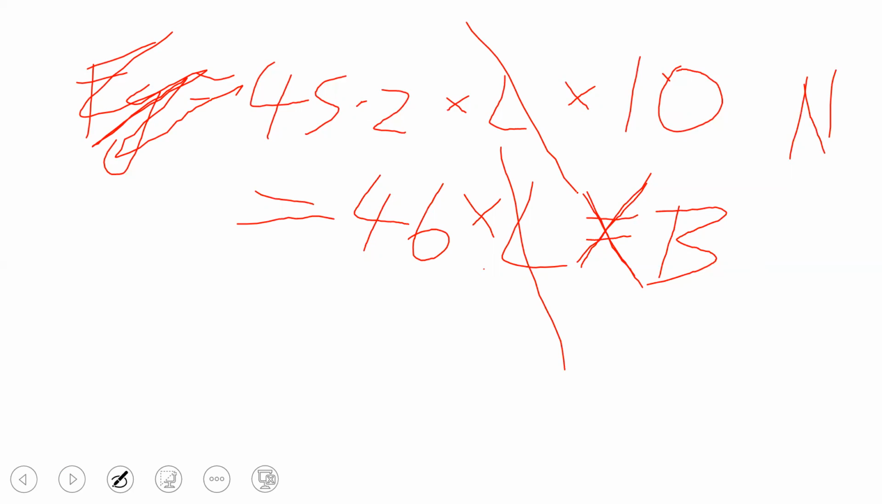The mass is in grams, so we have to convert. We have to divide this by 1,000. Then we'll have the magnetic field in SI units. Thank you for seeing that.